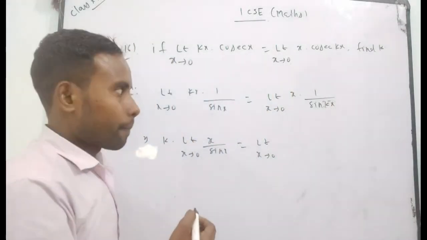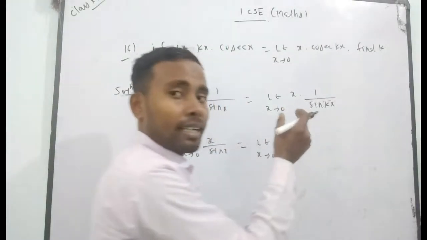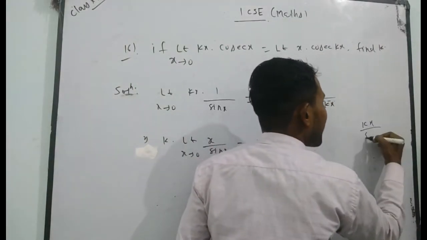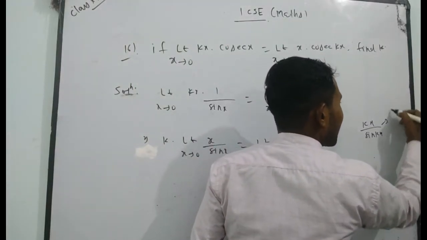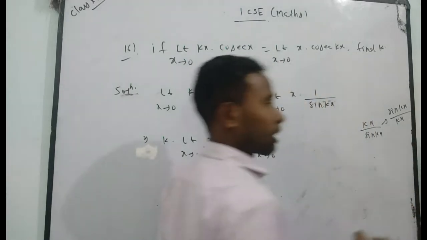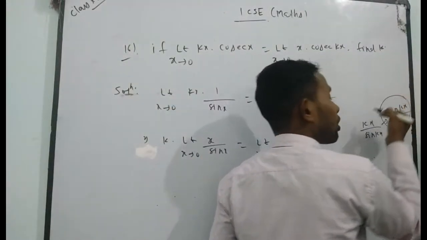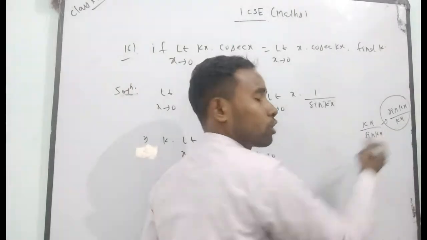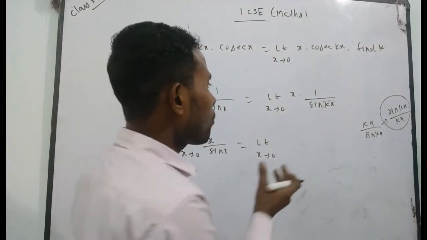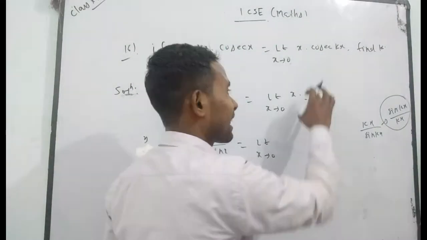As you know, if kx is available, then kx by sin kx is just the multiplicative reciprocal of sin kx by kx. As you know, sin kx by kx is equal to 1 if kx tends to 0, about which I have already told you. So I want to take k in the numerator, such that in the numerator you get kx and kx.